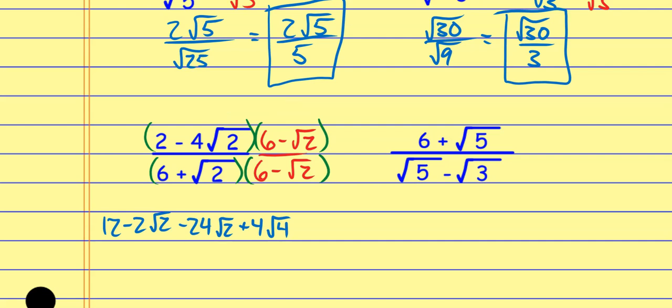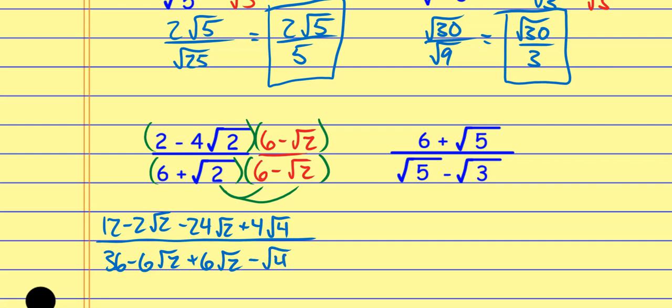And I'm going to do the same thing in the denominator. I'm going to distribute. So let me distribute the 6. I'm just doing this in little pieces. So that's a 36 minus 6 root 2. And now I'm going to distribute the root 2, which gives me a plus 6 root 2 and a minus square root of 4.